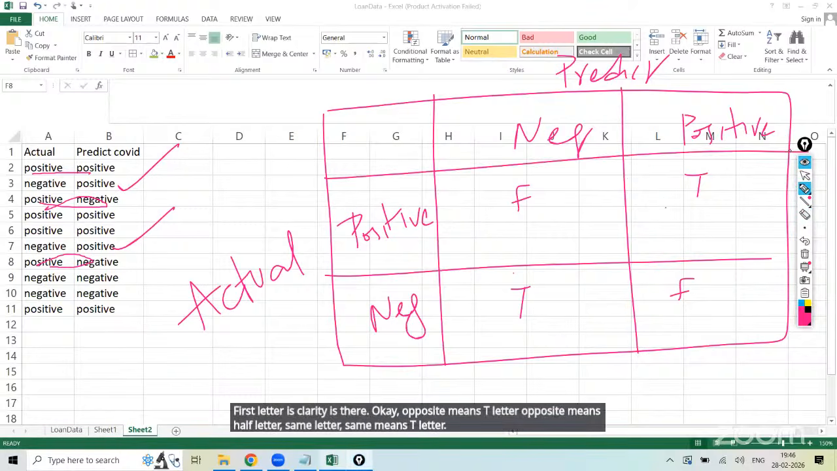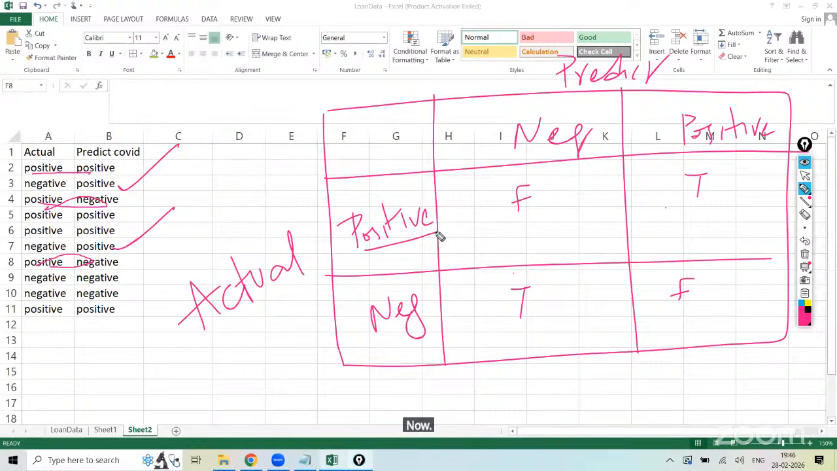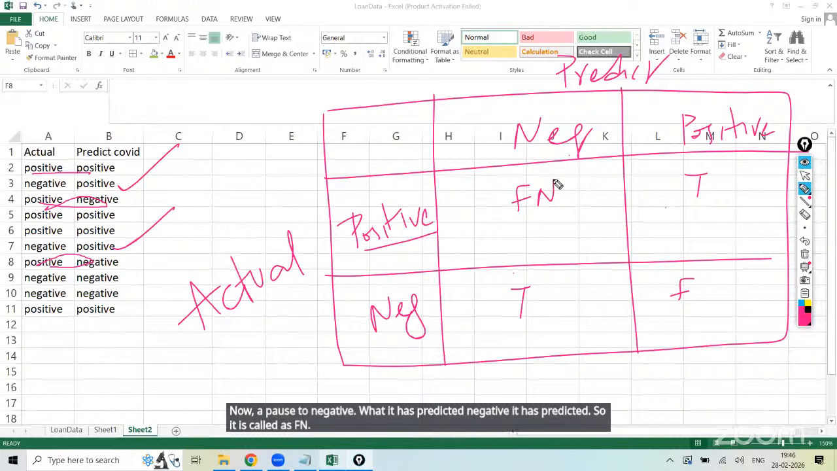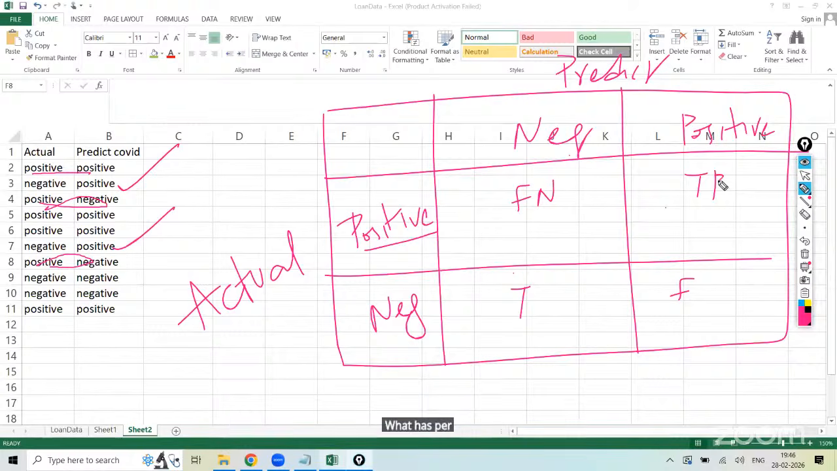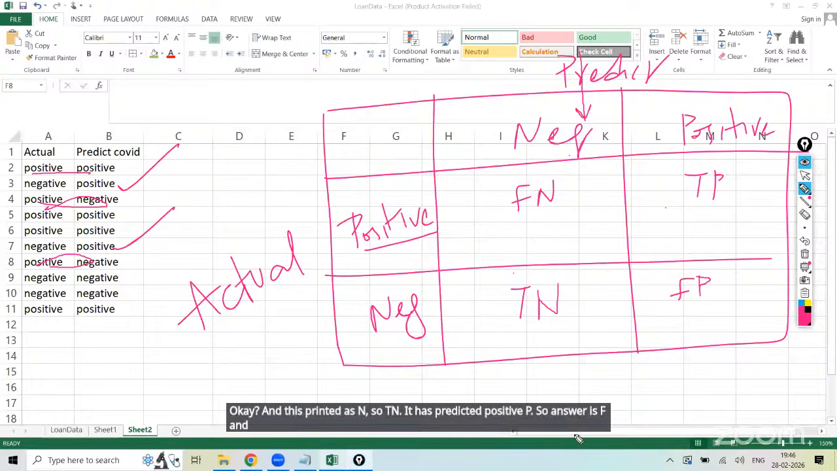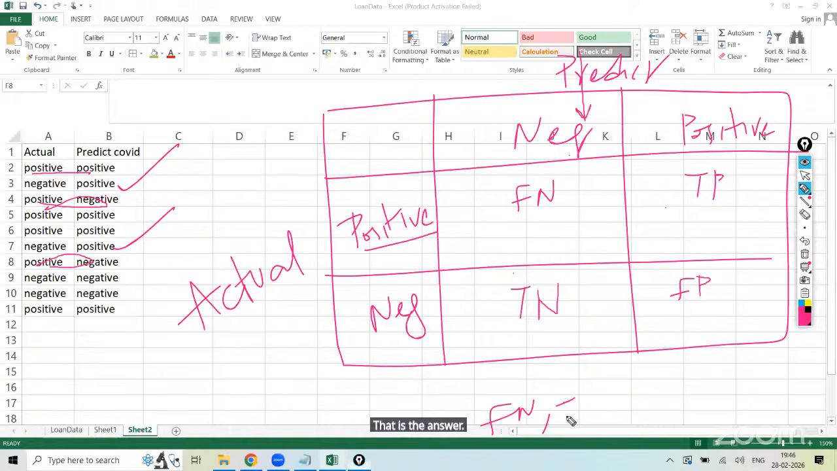Now, actual positive, negative. What has it predicted? Negative it has predicted. So it is called FN. What has it predicted? P. So whatever it has predicted. And this is predicted as N, so TN. It has predicted positive P, so answer is FN, TP, TN, FP. That is the answer, guys.